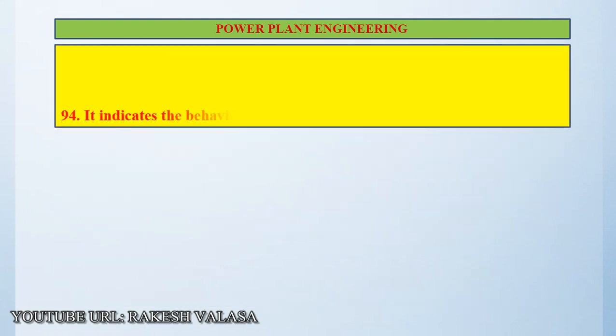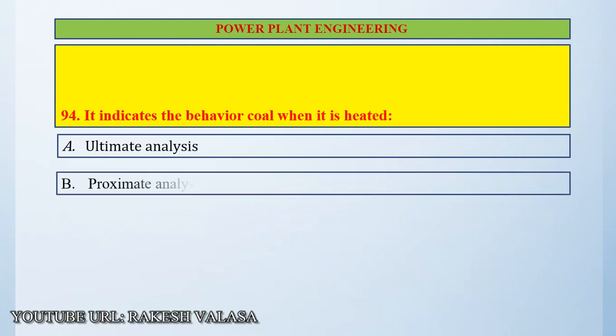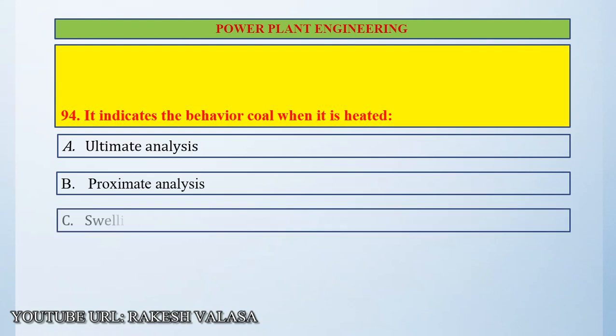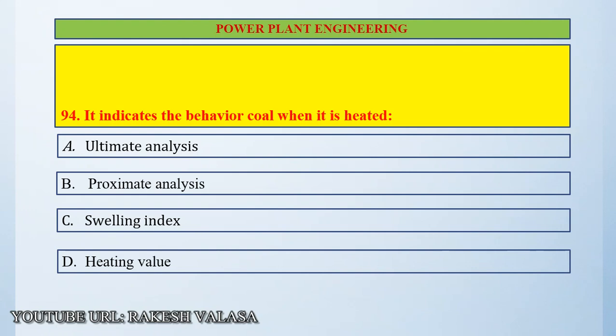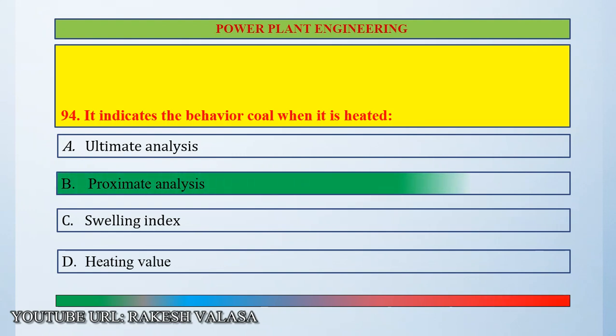Question number 94. It indicates the behavior of coal when it is heated. Option A, ultimate analysis. Option B, proximate analysis. Option C, swelling index. Option D, heating value. The correct answer is proximate analysis. Proximate analysis indicates the behavior of coal when it is heated.